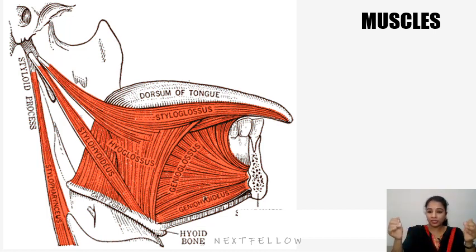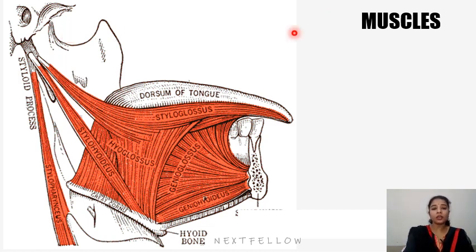Styloglossus, as it is attached on each side of the tongue, when it contracts it pulls the tongue back. So it helps in retraction of the tongue. And then there is a muscle called palatoglossus, which is not shown here. Palatoglossus is from above, from the soft palate to the sides of the tongue, and it pulls the tongue upwards. It helps in the elevation of the tongue. So these are the main extrinsic muscles.